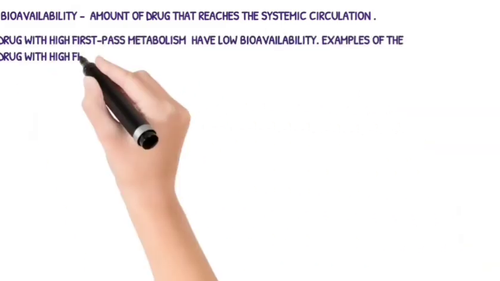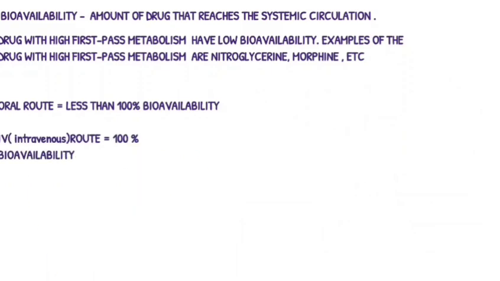Bioavailability: the amount of drug that reaches the systemic circulation. Drugs with high first-pass metabolism have low bioavailability. Examples of drugs with high first-pass metabolism are nitroglycerin, morphine, etc. Oral route equals less than 100% bioavailability. IV route equals 100% bioavailability.